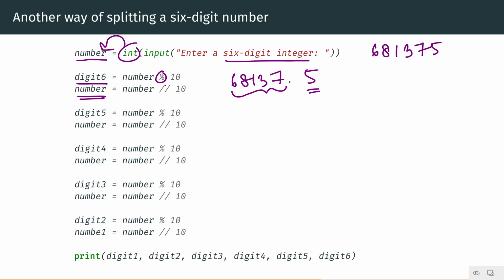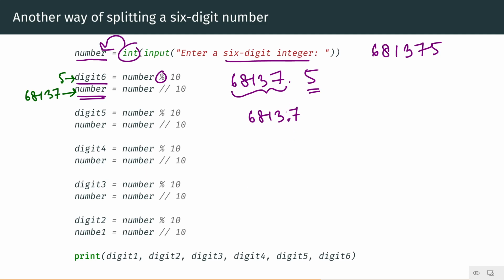Okay, number equals number divided by 10, right? So the number variable is updated itself. The new value of number is 68137. Okay, so digit 6 would contain 5, and the number variable contains 68137. Now digit 5 would be number divided by 10. So you take the number again, which is 68137. You divide it by 10 and you get 6813 decimal 7.